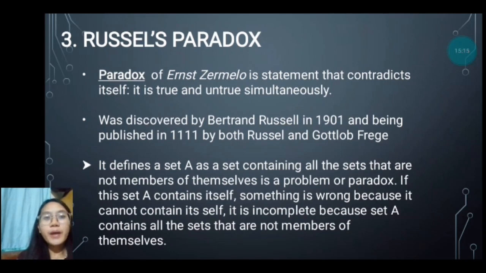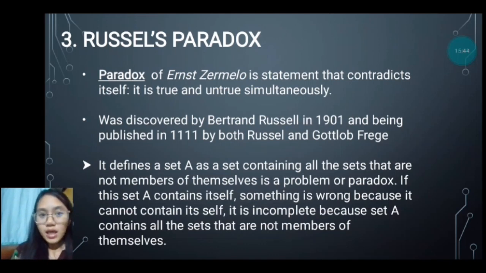Russell's paradox, or the paradox of Ernst Zermelo, is a statement that contradicts itself. It is true and untrue simultaneously. It was discovered by Bertrand Russell in 1901 and published in 1903. Russell's paradox defines a set A as a set containing all the sets that are not members of themselves, which is a problem, or paradox. If this set A contains itself, something is wrong because it cannot contain itself. It is incomplete because set A contains all the sets that are not members of themselves.